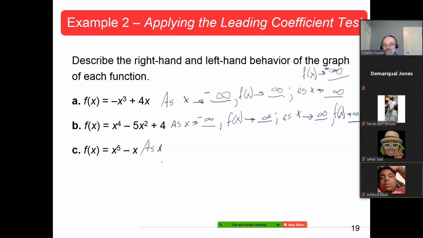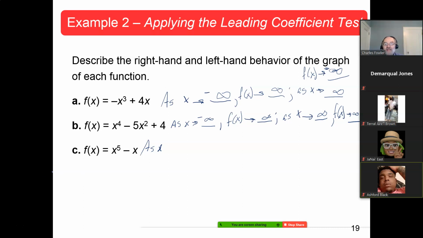As x goes to blank, f of x goes to blank. As x goes to blank, f of x goes to blank. My pen is not responding at all to anything. Now, all the blanks have infinities in them, all four of the blanks. The first x, it doesn't matter which you do. I like to do negative infinity. And the second x is positive infinity. Those have to be different.